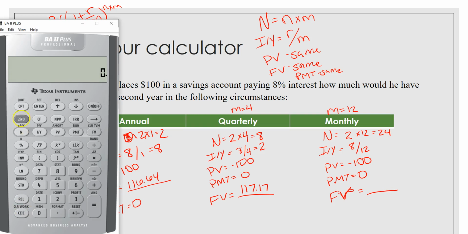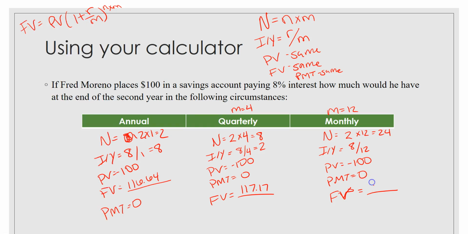Okay, so first step, clear our time value of money. We have 24 periods. 8 divided by 12 is 2/3. That's our interest rate, our periodic rate. We put $100 into our account. No payments. Compute the future value, and we get 117.29.